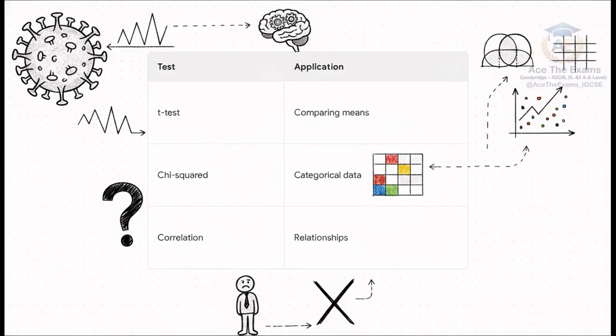For instance, if a question throws data at you regarding viral mutation rates, you have to select the exact right statistical test. So you'd use the t-test for comparing means, chi-squared for categorical data, and correlation test for spotting relationships between variables. If you choose the wrong test, it immediately shows the examiner that you aren't actually evaluating the context.